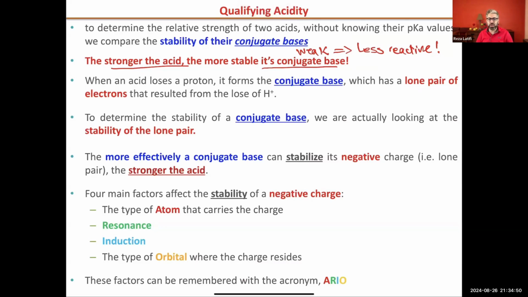And the last thing is the orbitals that are involved. If we have sp hybridization versus sp3, sp is more electronegative than sp3, and that's going to change the stabilization or stability of the negative charge. If I take the first letter of each factor, we get A, R, I, and O. I'm going to use this abbreviation from now on to talk technically about whether that conjugate base is stable or not.